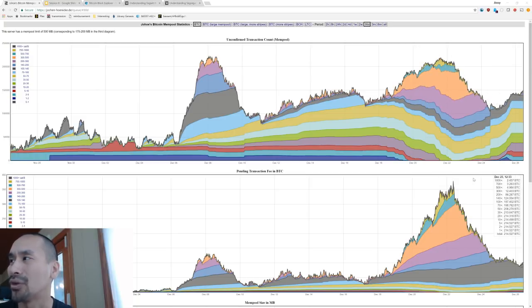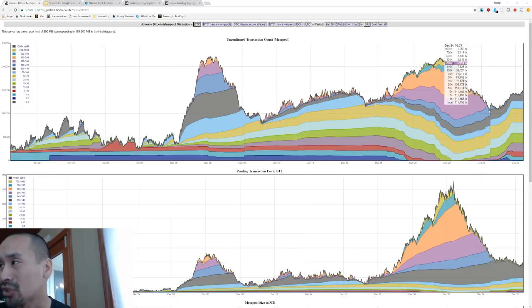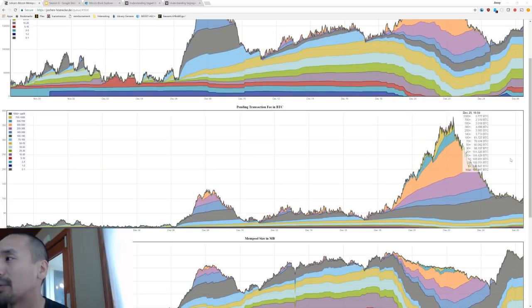It doesn't really tell you how big each transaction is, but you can see that we had some really high fees, and people paying some ridiculous amounts for various transactions. And we started getting some relief, and then we started going up again as some of the lower fee transactions started showing up again after getting kicked out of the mempool.